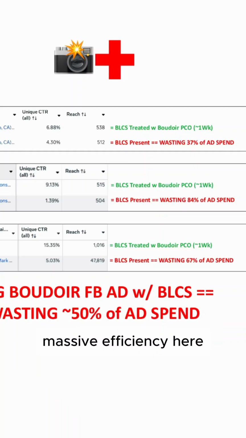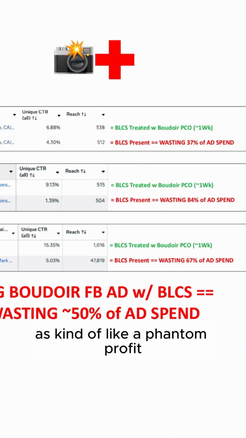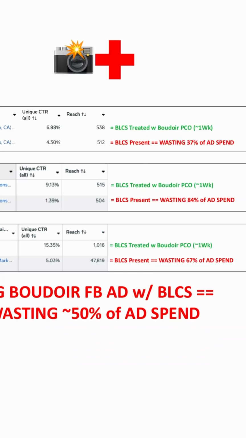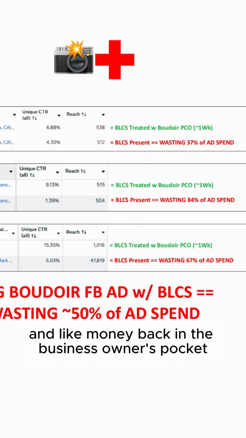So, massive efficiency here. That's $8,400 a month, literally, that the Boudoir photographer can pocket as kind of like a phantom profit, phantom bonus, by simply not having to burn it. And that's like 100K over the next 12 months in money back in the business owner's pocket.